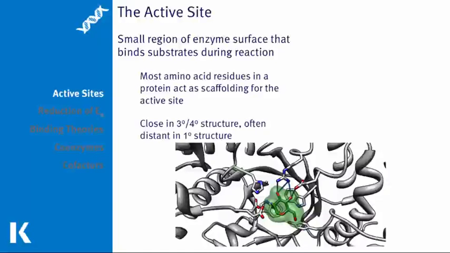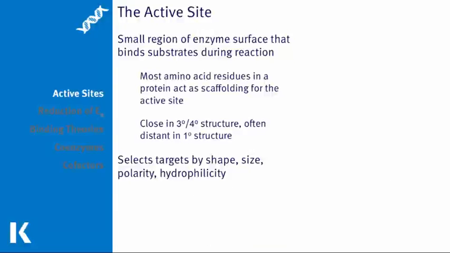When the enzyme is in its primary structure, or when it's in a linear arrangement, the amino acid residues that make up the active site can be far away from each other. When the enzyme is in its active tertiary or quaternary structures, the amino acids are folded up and close together, allowing the active site to be formed more tightly. Enzymes are very selective about what substrates can bind to their active site.